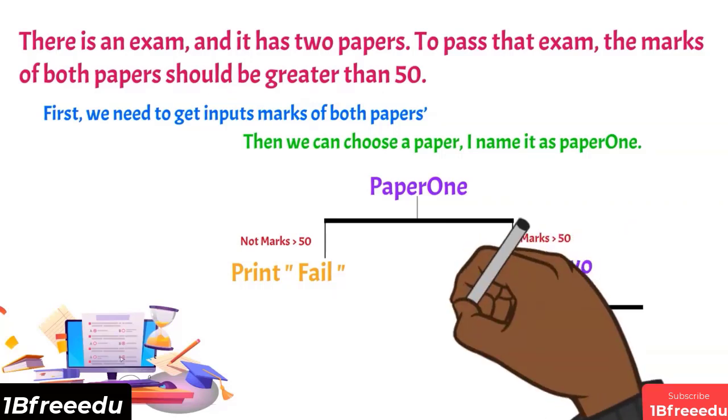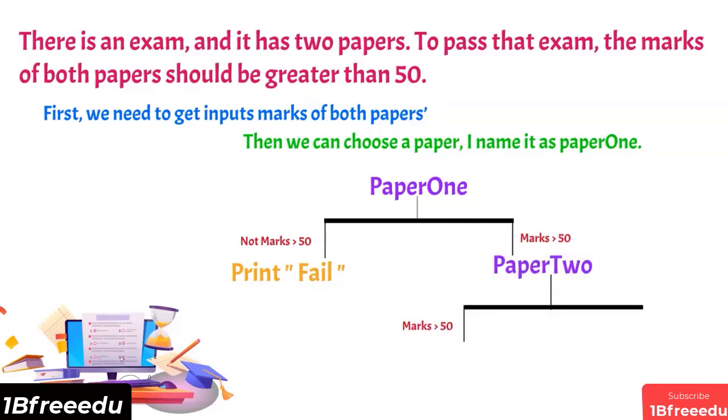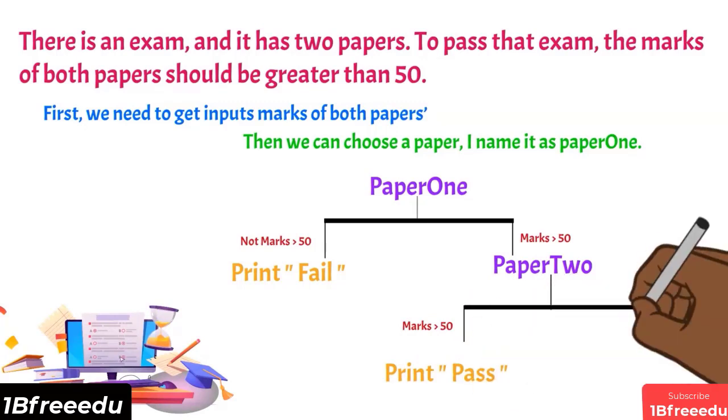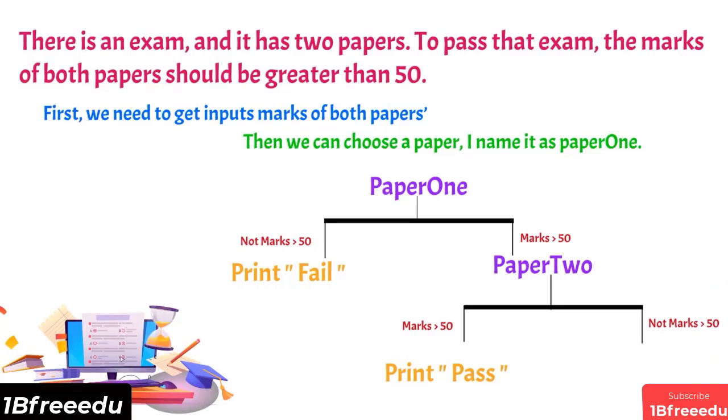If the marks of paper 2 is more than 50, that means more than 50 marks on both question papers, because we only check whether the marks of paper 2 is greater than 50 or not only if the marks of paper 1 is greater than 50. So, the person will pass the exam. But if the paper 2 marks is not more than 50, the person will fail the exam, because to pass the exam, both papers have to be more than 50 marks. Okay, that is the scenario.